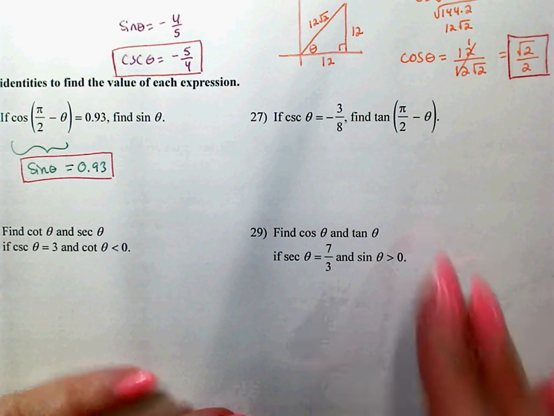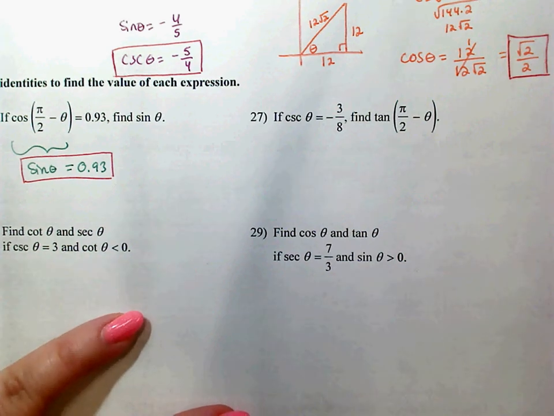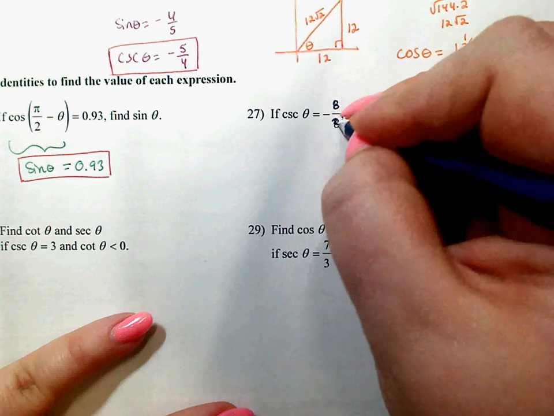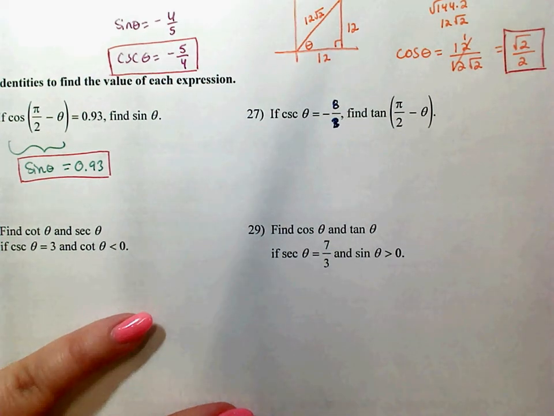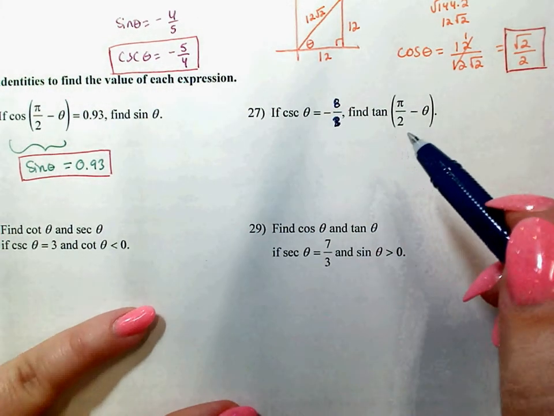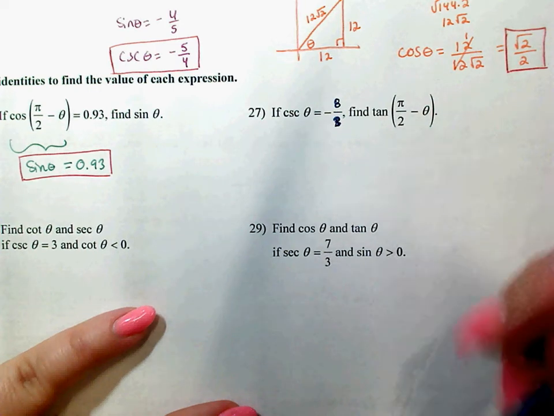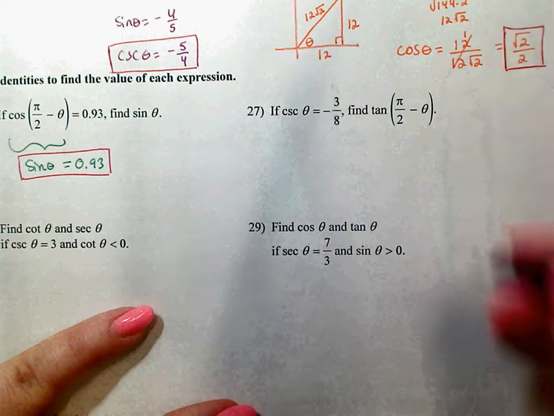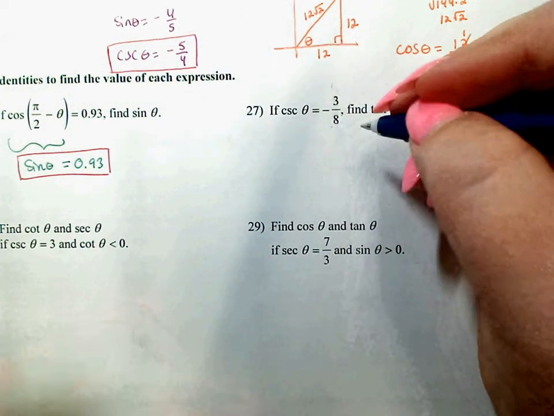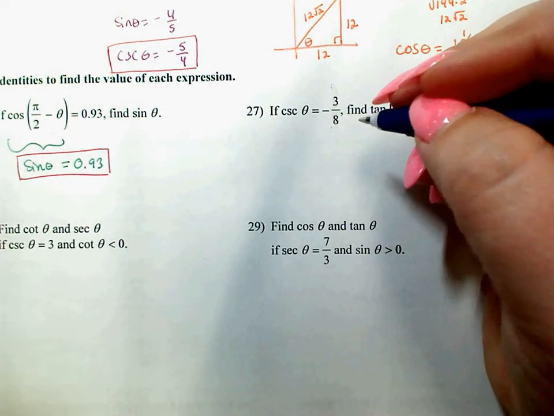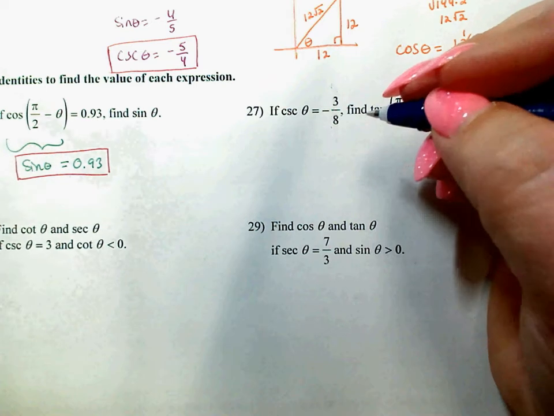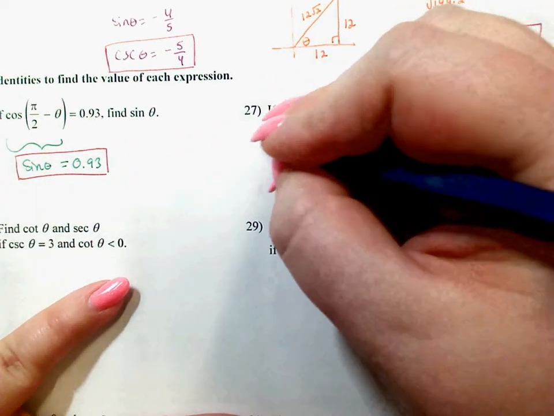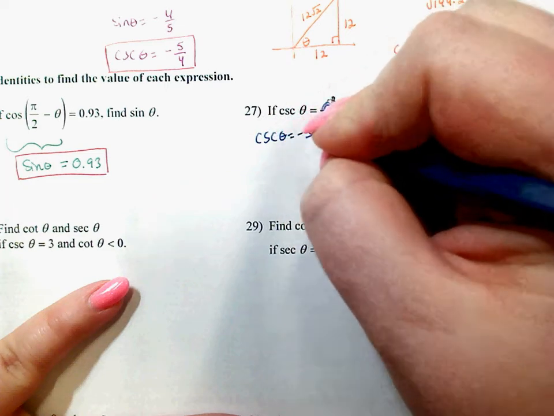All right, number 27. If cosecant, and I had you change this to -8/3, if cosecant is -8/3, find tangent. Now I will say I was a little bit too vague on this one because technically you've got two different options. Kind of do, but oh well. Cosecant is -8/3. Okay.